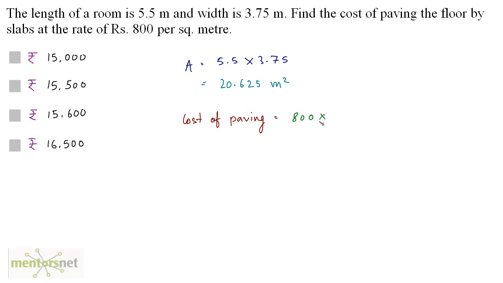800 times 20.625. So you have 8 times 2062.5 and that will give you 16,500, and that will be in rupees because it's the cost. So option D is the correct answer.